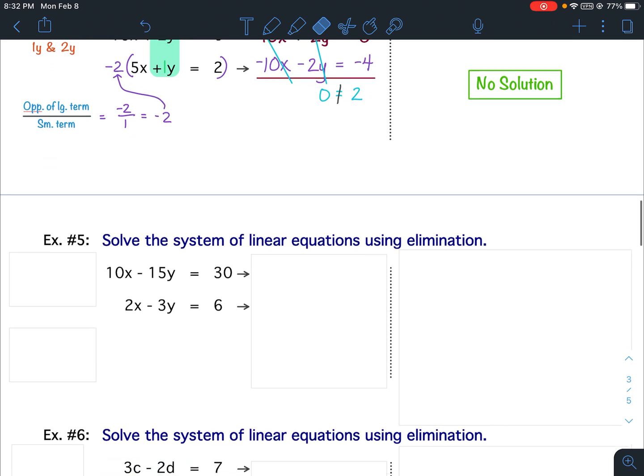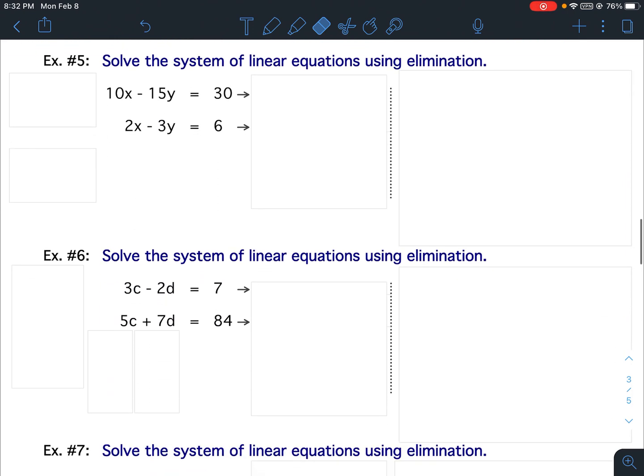All right, let's do number 5. Do we have opposites? No, we do not. Do we have identical terms? No, we do not. Do we have multiples? Yes. 10 is divisible by 2, 15 is divisible by 3, so we do have multiples. I'm going to use the 10 and the 2. So the multiples are 2x and 10x.